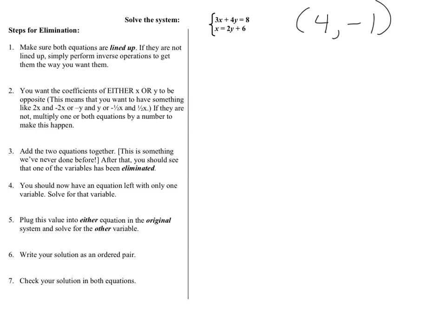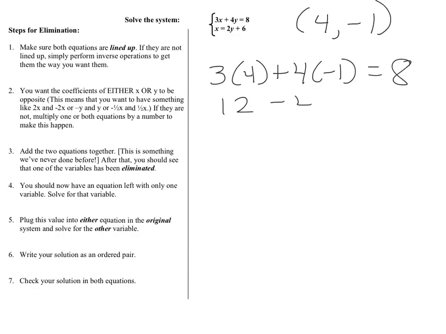So for my check in the top equation, I'm going to do 3 times 4 plus 4 times -1, and I'm going to see, does that actually equal 8? So 3 times 4 is 12, 4 times -1 is -4, 12 minus 4 is 8. So we see that it works in the first one. But it's not good enough, it's got to work in the second one as well.